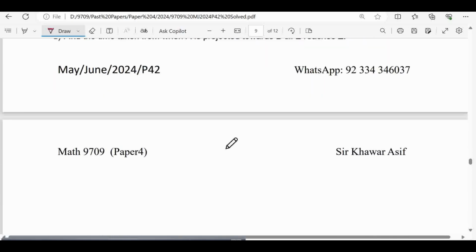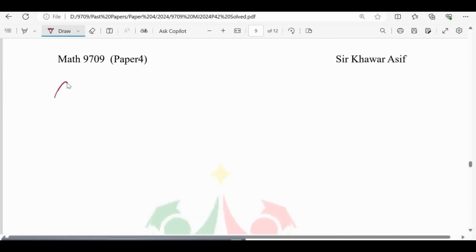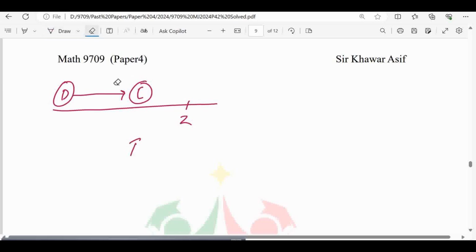So we have to see the last condition: when D reaches the point C, after they coalesce, they should reach the point Z. This is the question. We have to find out the time. So let me write T for the time taken for the first collision. We have to see the time for the first collision and then the time for the second collision.